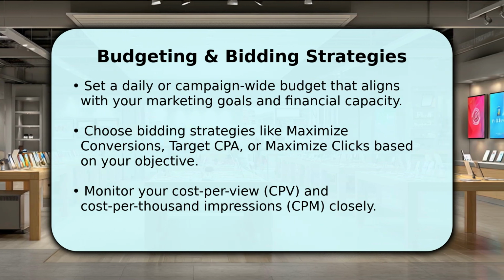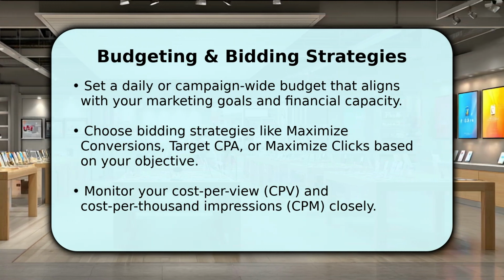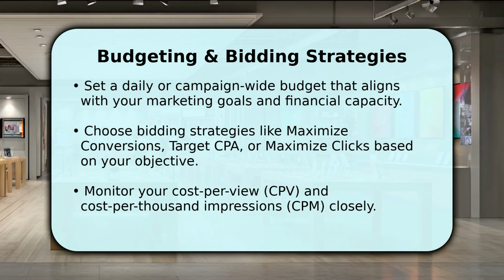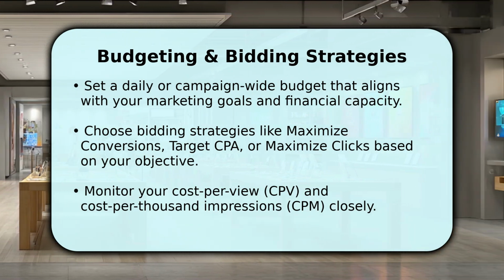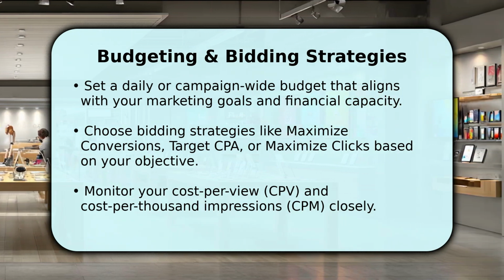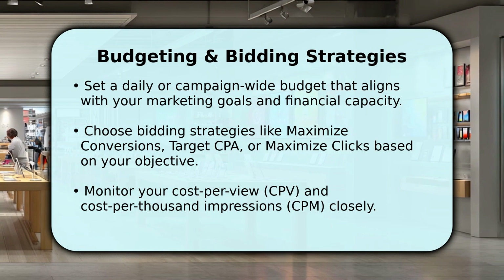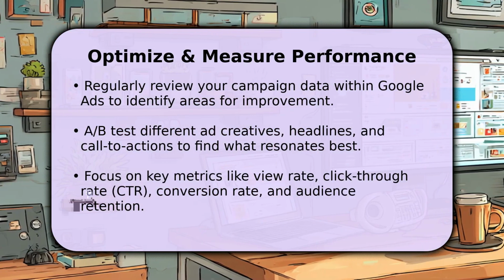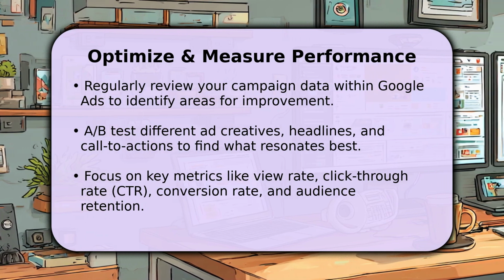A reasonable starting daily budget could be $10, $20, allowing for sufficient data collection. Continuously review your chosen strategy against actual performance to ensure you're getting the best return on investment for every dollar spent. Optimizing your YouTube ads is an ongoing process that refines performance.